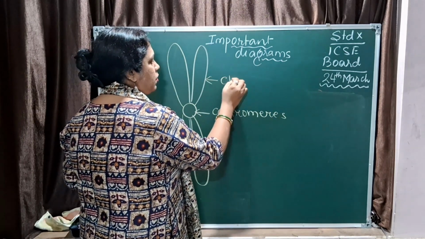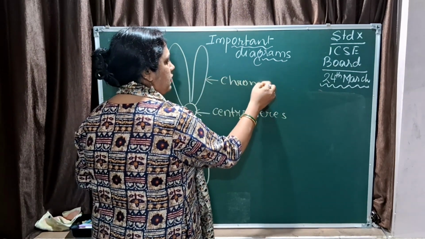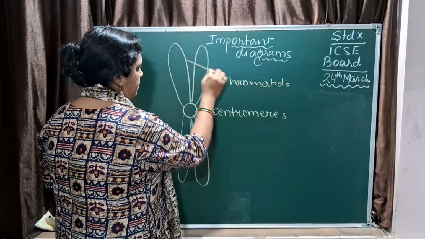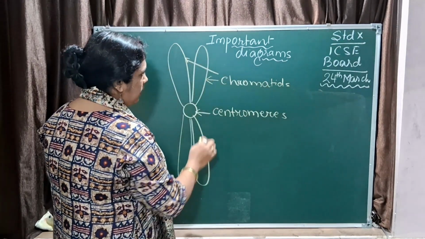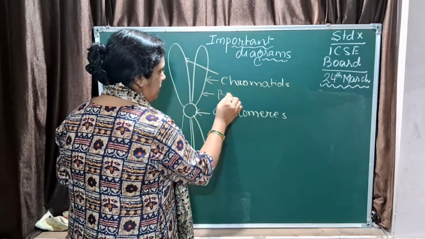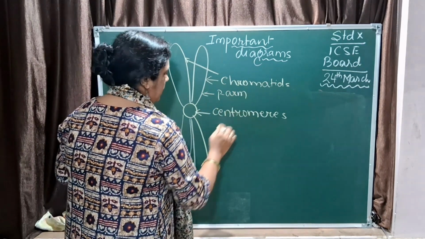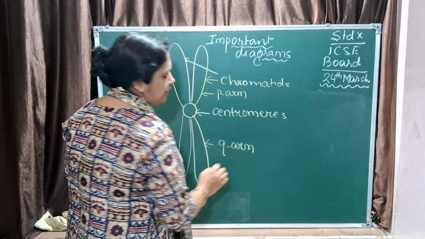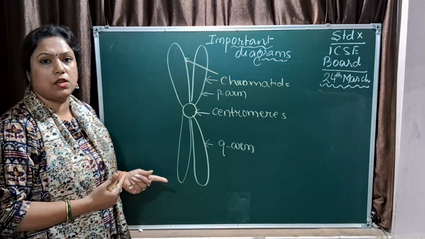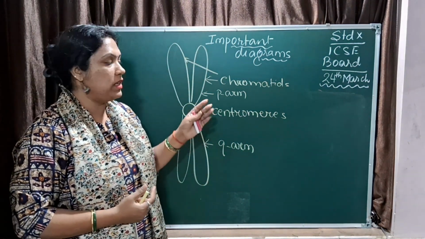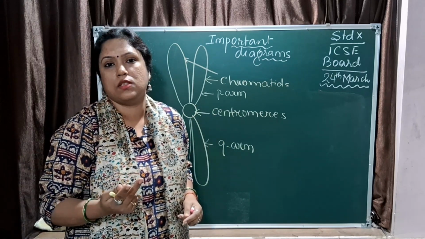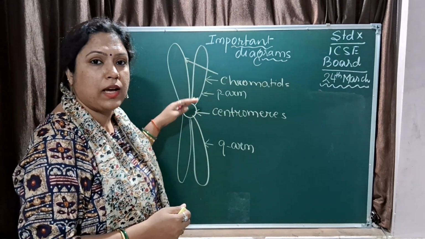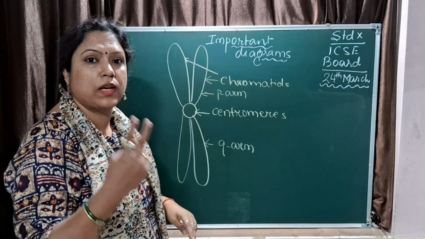This is the chromatid, the sister chromatids, the two, and this is the P arm, this is the Q arm. Yes, you can take the screenshot. The diagram is important. It's easy to draw. Minimum 2 minutes you require to draw this diagram with the correct 4 labels. So diagram you get 1 mark and the labels you get 2 marks.